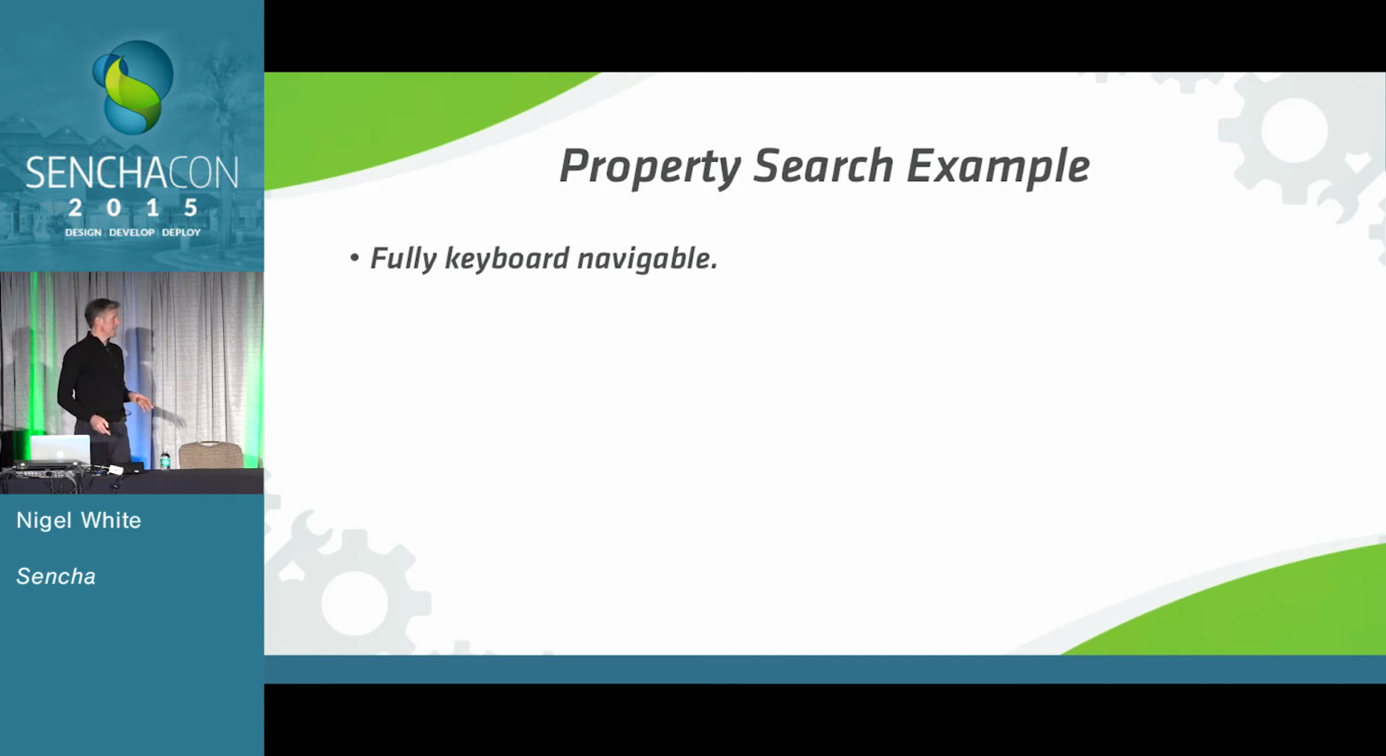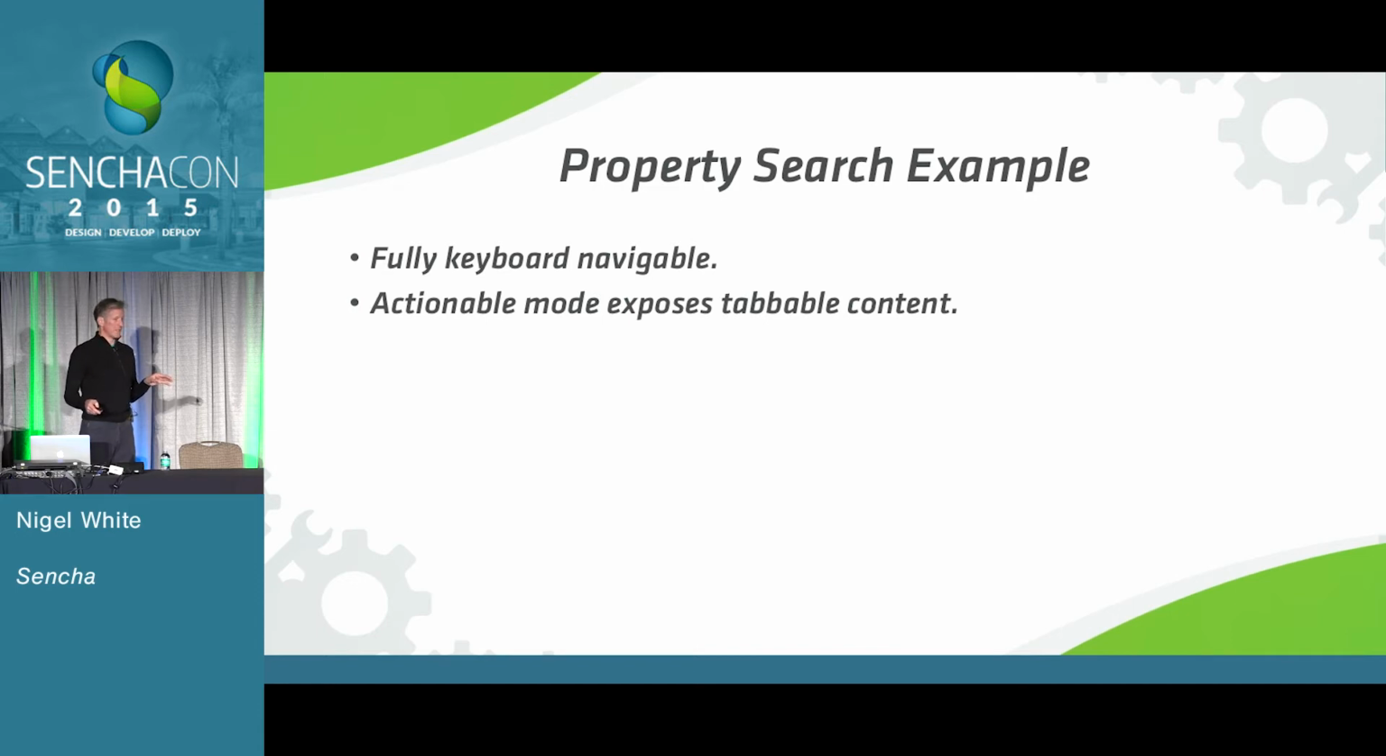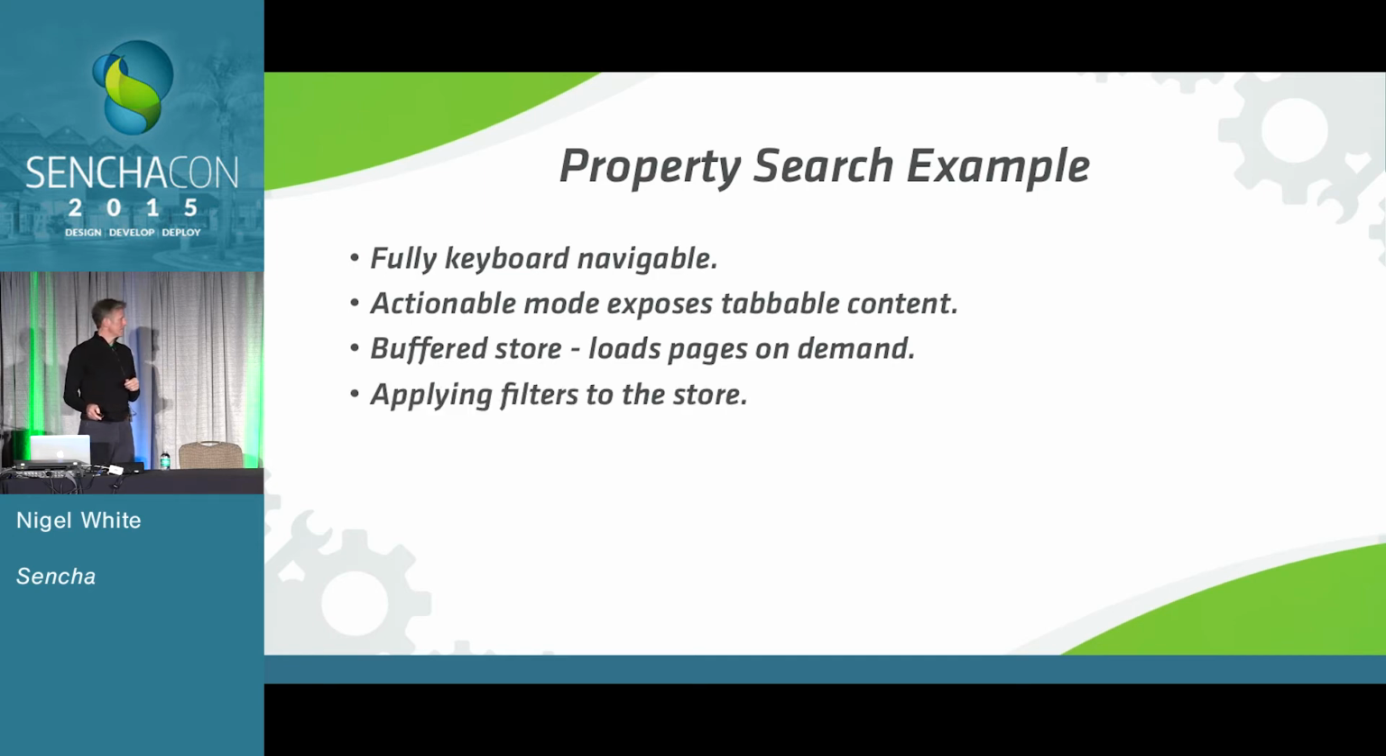So what we're going to see here is keyboard navigability in both navigable mode and actionable mode. Actionable mode is where you can get inside the cell. That exposes any tabbable content you've got in the cells. This is also a buffered store. It may load a lot of data, but it only loads what the UI needs. And we can see applying filters to the store.